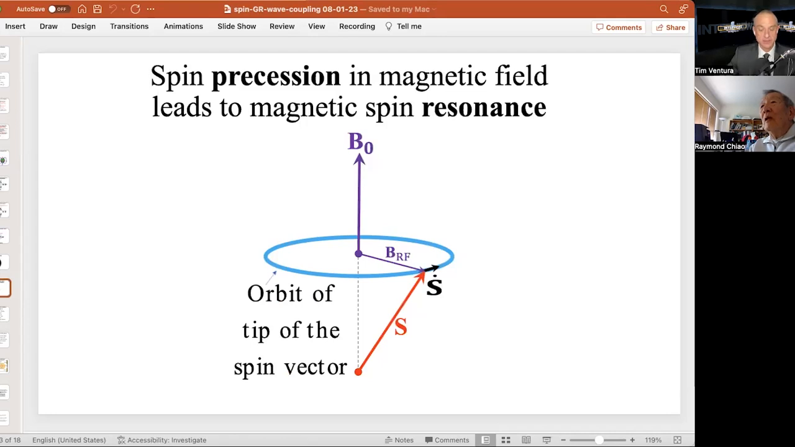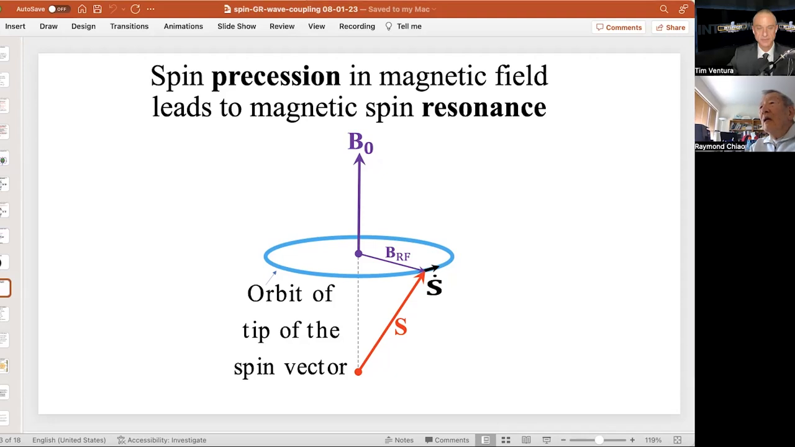So the basic idea is that there is something called magnetic spin resonance, which is sketched graphically here. In it there's a DC magnetic field B naught, in purple there, pointing vertically upwards, and when it's applied to a spin S, which is in red, in particular the spin of the electron, the spin starts precessing in a circular orbit that's shown in blue here.